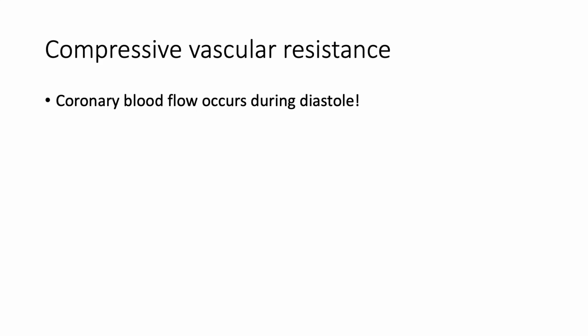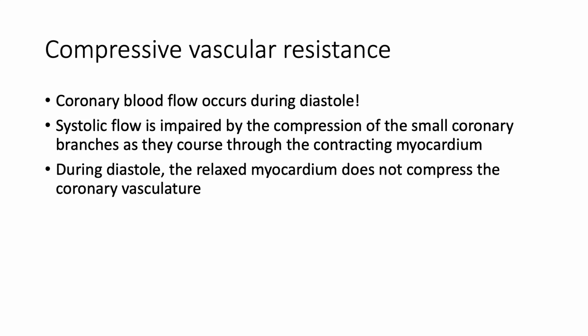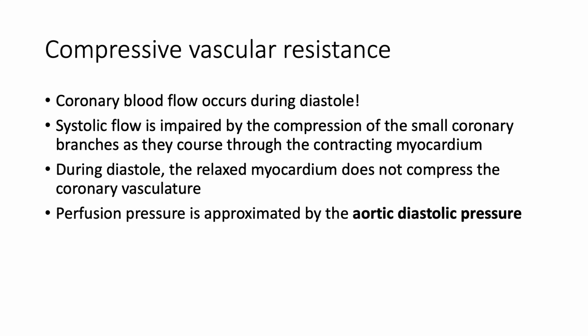Now it's important to remember that coronary blood flow occurs during diastole, and so systolic flow is actually impaired by the compression of the small coronary branches as they course through the contracting myocardium. So during diastole, the relaxed myocardium does not compress the coronary vasculature, and that's when you get blood flow through the coronaries. So your perfusion pressure is approximated by the aortic diastolic pressure.